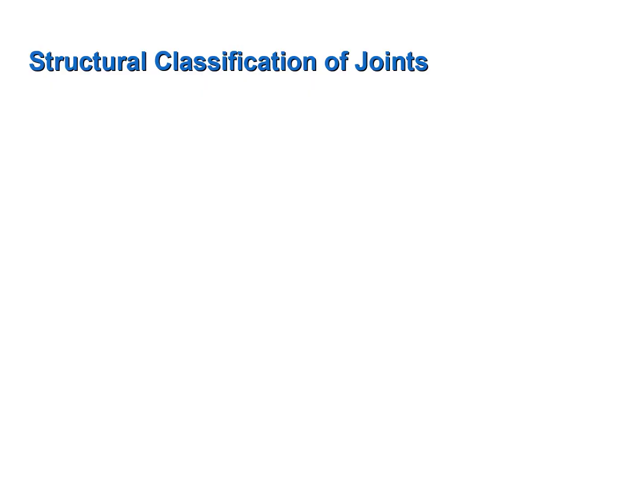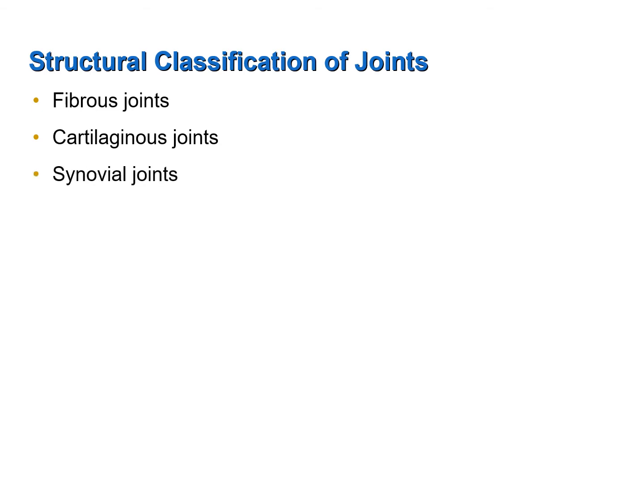Joints may also be classified structurally by the type of material that connects the bones of a joint. Fibrous joints contain collagen fibers. Cartilaginous joints contain cartilage. And synovial joints contain synovial fluid.